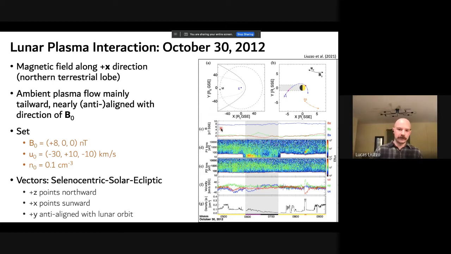And so just to understand, again, the background environment, we have a magnetic field that's along the x direction. We have a velocity component that is, you can see up here, the angle between these two, that is mainly along minus x, but has some tilt out of that. That x is a plus y and minus z component. And again, just to remind you here, I have the coordinate definition. So x is sunward, z is northward, and y is the opposite direction of the moon's orbit.